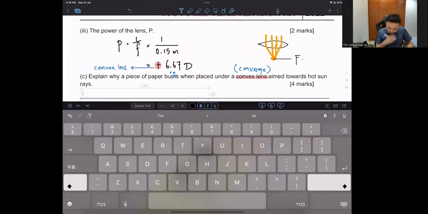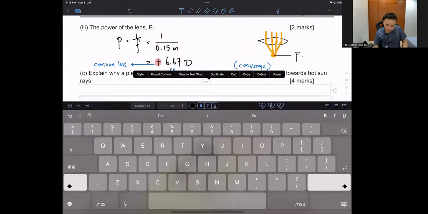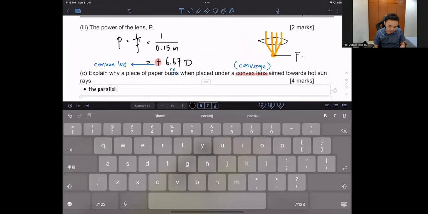Okay. So that's why over here, what happened is, number one, you say, right? The parallel sun light. What happened? The parallel sun light travels to the convex lens and converged to the focal point of the lens.